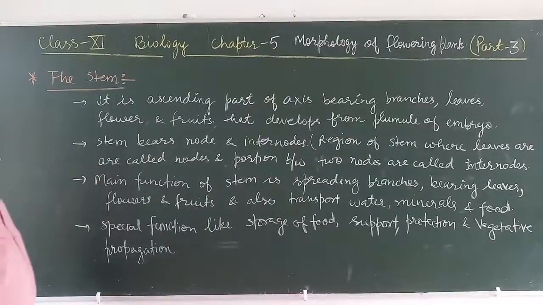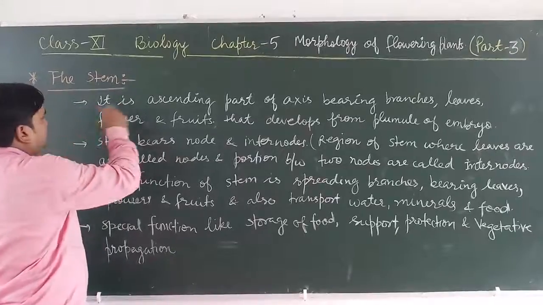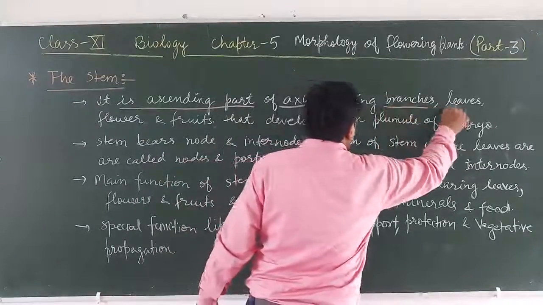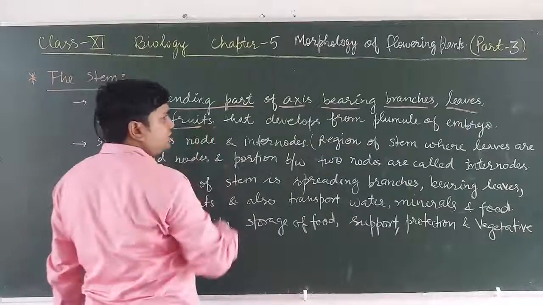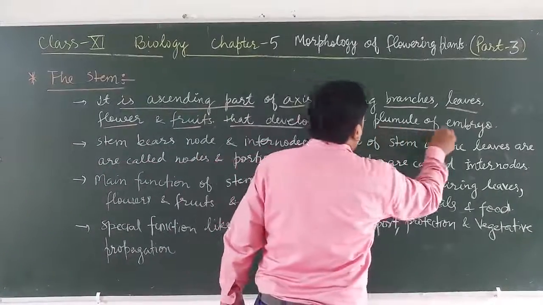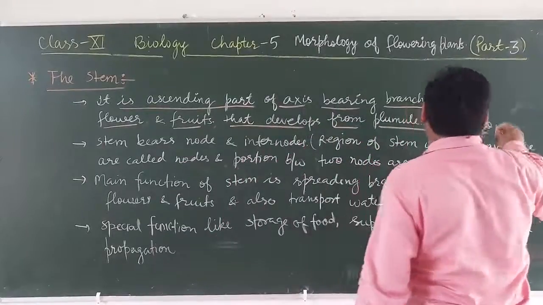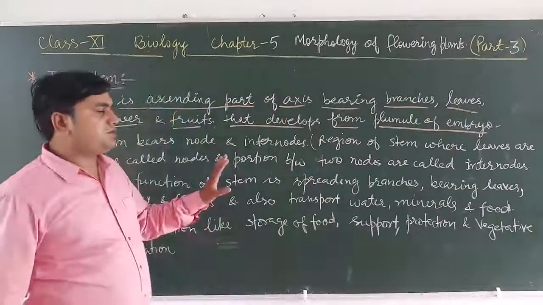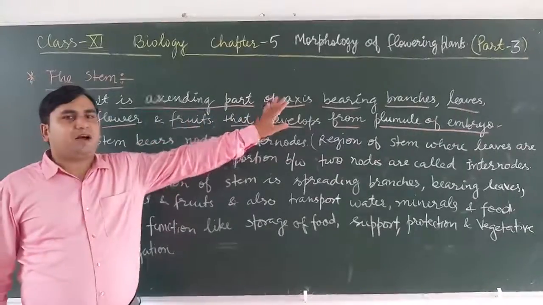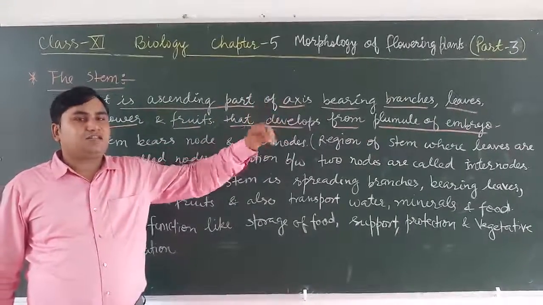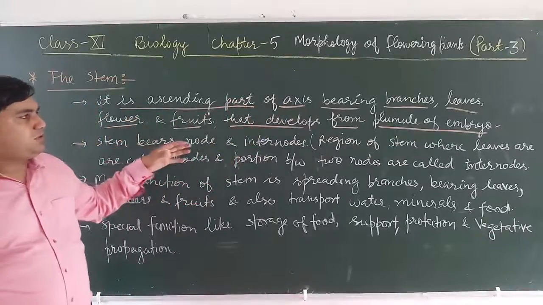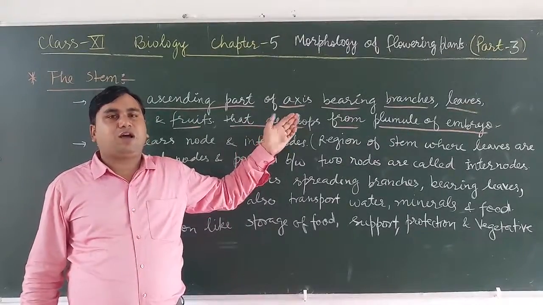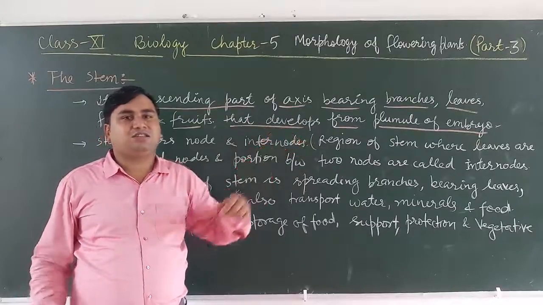You can see, the stem is the ascending part of the plant, the axis bearing branches, leaves, flowers, and fruit, and it develops from the plumule of the embryo of the germinating seed. It is stem, very simple.